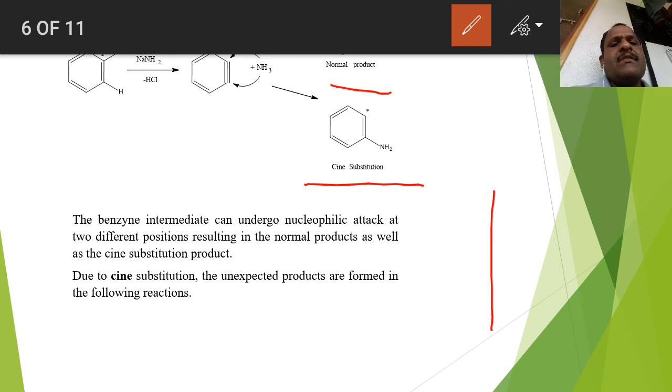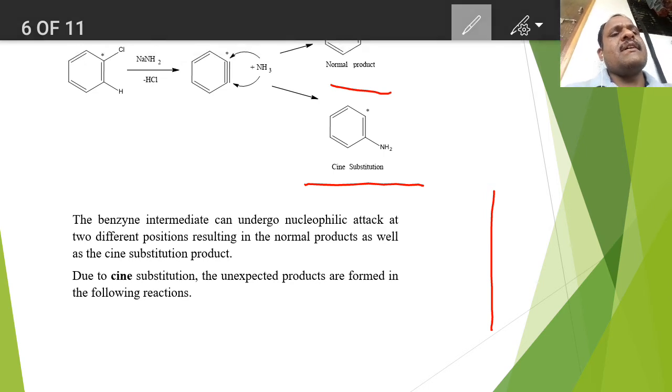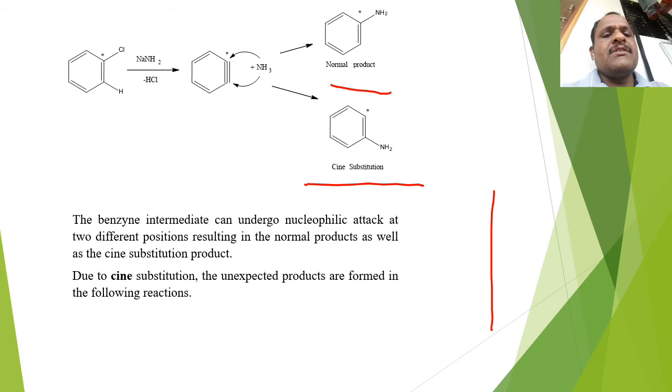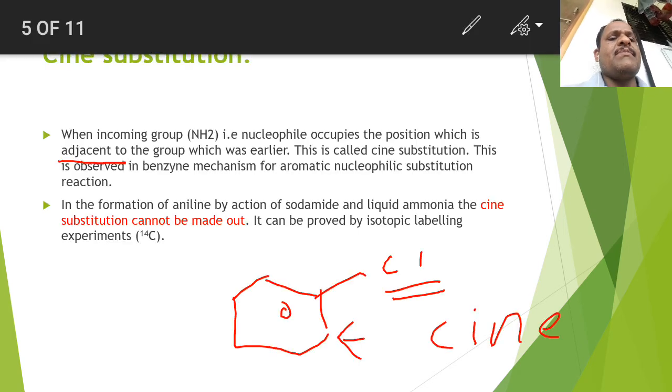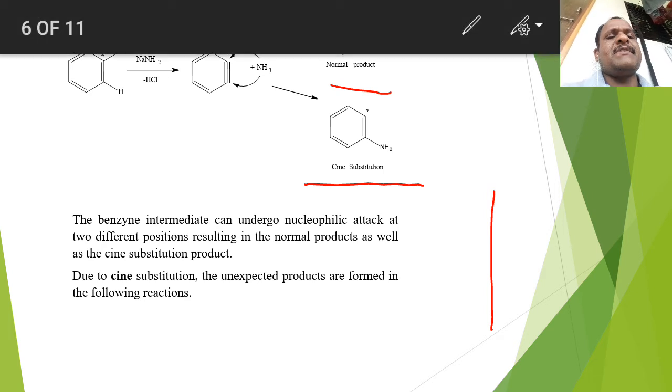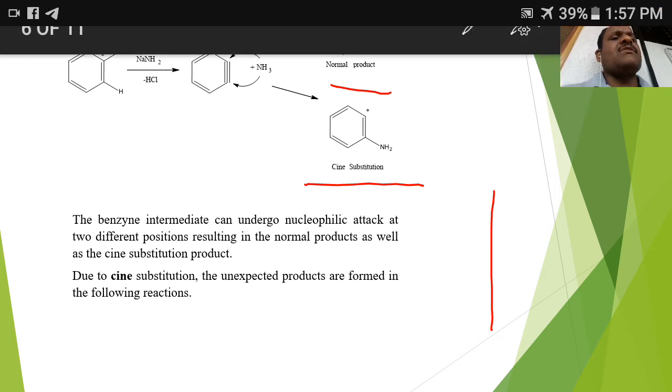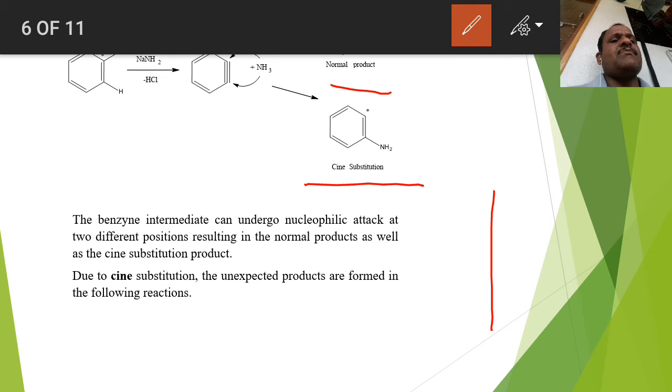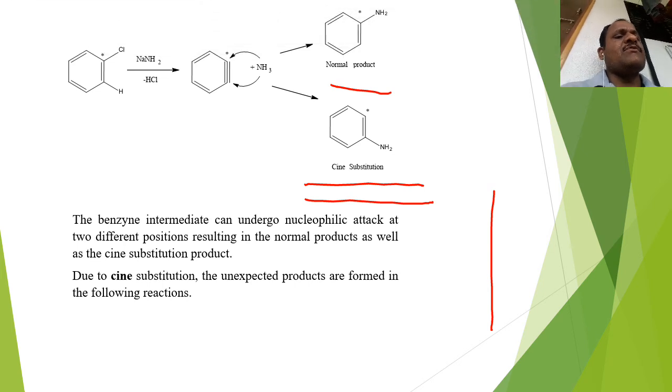Okay. Now the benzyne intermediate can undergo nucleophilic attack at two different positions, resulting in a normal product and a cine product. Once you understand that, let me see here. Due to cine substitution, what happened? The unexpected product formation takes place. This is an unexpected product which is formed. This is not our required product. Our required product is the normal product, but because of the presence of that cine substitution, we will get a lesser amount of desired product.